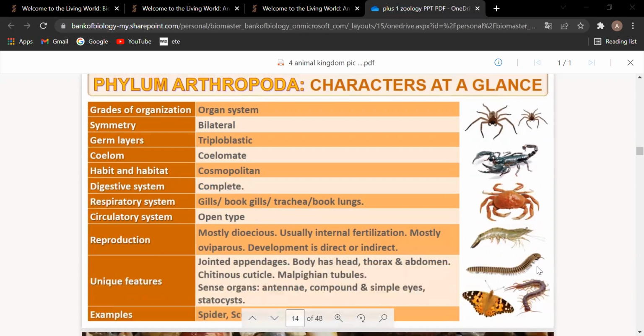So any difficulty in understanding Arthropoda, beta? All of you are okay with it? Can I go ahead?